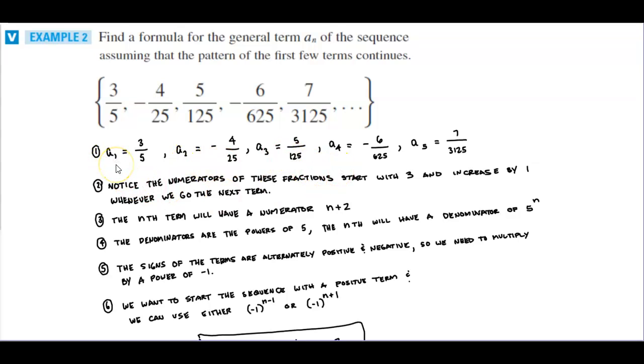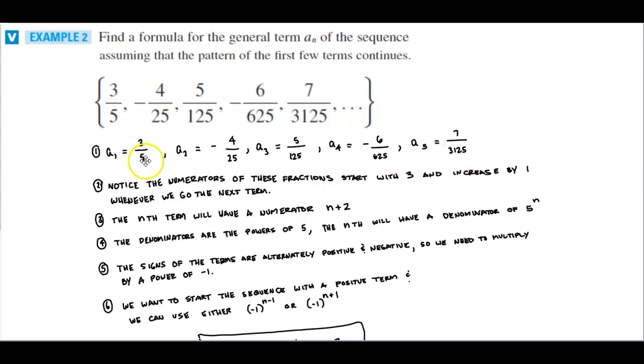So a subscript 1, meaning the first term, is 3/5. A subscript 2 is negative 4 over 25. A subscript 3 is 5 over 125. A subscript 4 is negative 6 over 625. And a subscript 5 is 7 over 3,125.